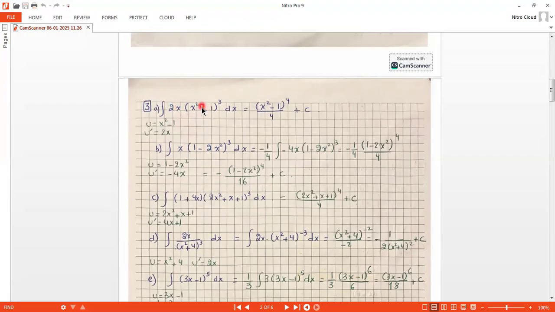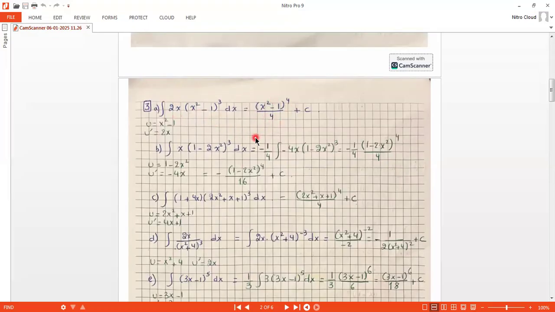Okay, so what's u? It's what's inside the parentheses. It's x squared minus 1. So u prime is 2x, the derivative of u. Is the u prime found beside u to the power n? Yes, so we can apply the rule directly. It's u^(n+1) over n plus 1.